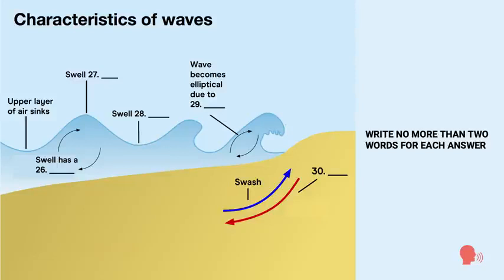Far out at sea, long before the swell reaches the shore, there is an upper layer of air that sinks downwards that actually pushes the water upwards. Inside the swell, there is a movement of energy. A circular orbit begins to form within the wave, moving energy around and around as it travels towards the shore.